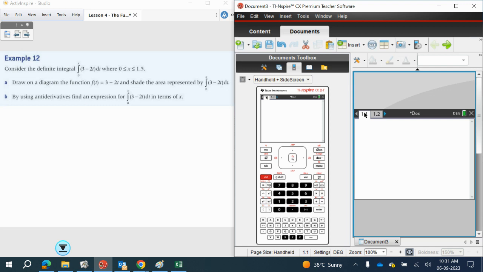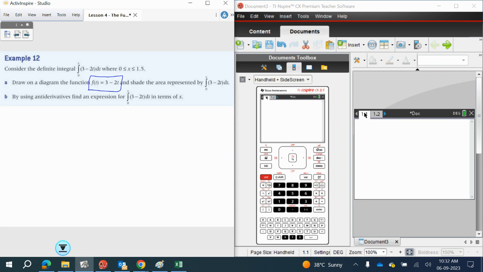Okay, so we're asked to consider the definite integral given here on the interval from 0 to 1.5. We know that x is somewhere between that. Draw a diagram of the function and shade the area represented by the interval. So let's start off by drawing the diagram of this function.